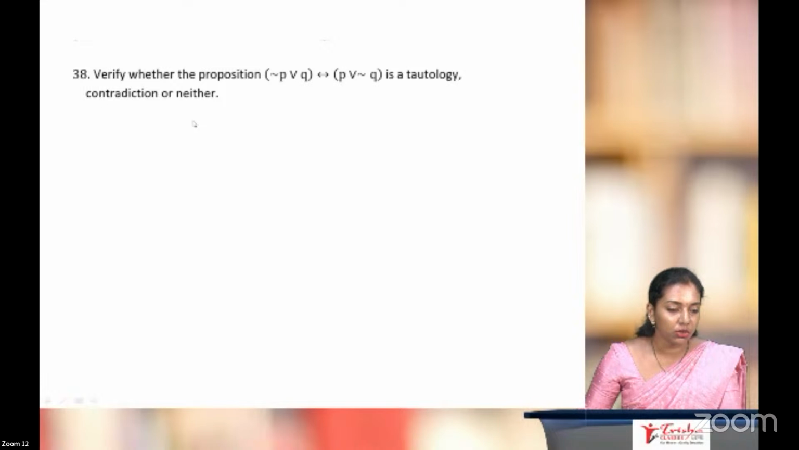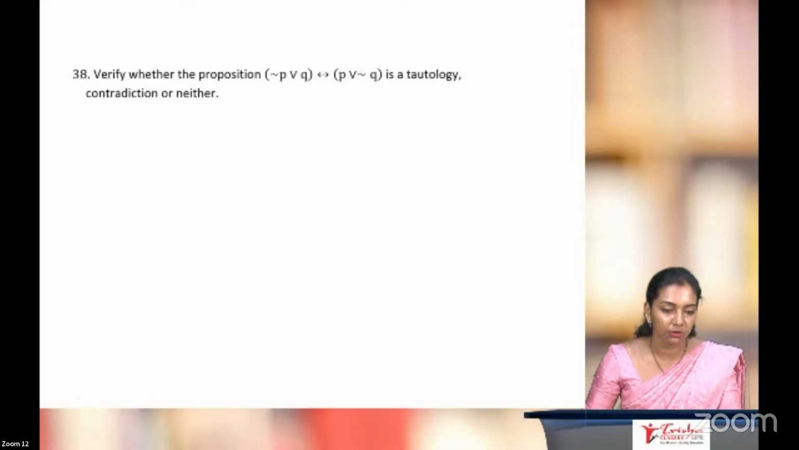Yes, tautology, contradiction or neither. Tautology means the final answer you get will be all true. Contradiction means the table will be all false. And neither means you will have a mix of truth values, T and F. So that you have to prove.